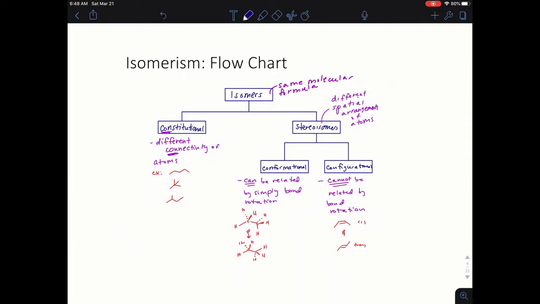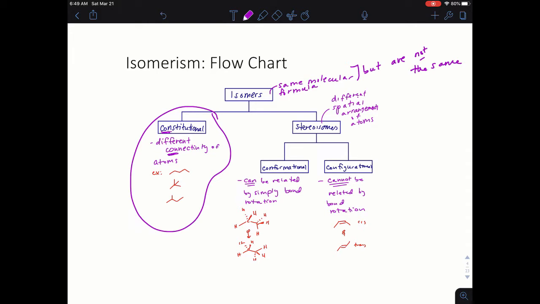So this is what your flowchart might look like. Isomers have the same molecular formula, but they are not the same. So they're different in some way. We have 2 big groups of isomers. Constitutional isomers, where the atoms have different connectivities. So you can see for these examples, these are C5H12 isomers. The first one has all 5 carbons in a line. There's branching in the second 2 isomers. And they'll have different boiling points, melting points, solubilities. They are different, though they have the same molecular formula.